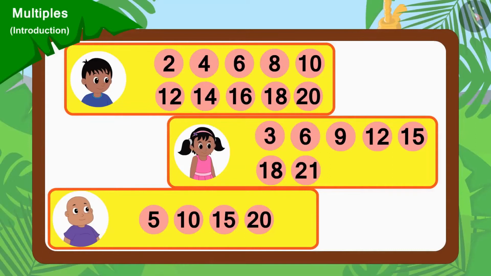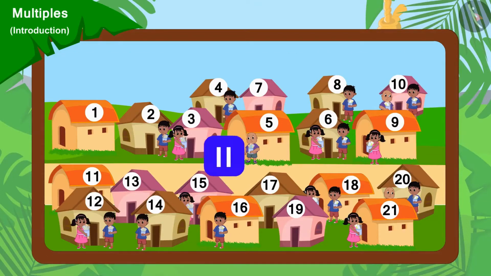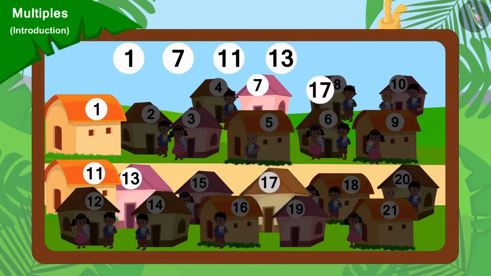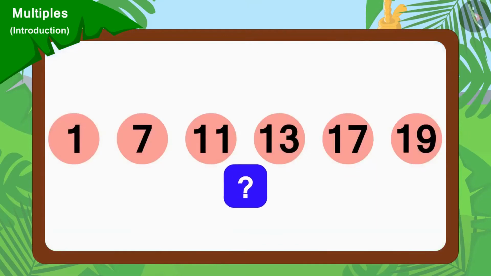Here, the numbers of the houses from where Raju, Pinky and Bablu went to collect donations from are written. Are there any houses in which no one went to collect donations from? If you want, you can stop the video and find the answer. Yes, house numbers 1, 7, 11, 13, 17 and 19 are the houses in which nobody went to collect donations from. But why did it happen?